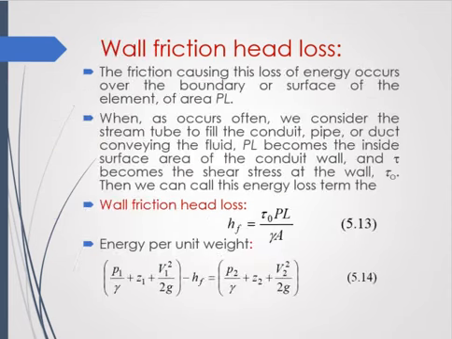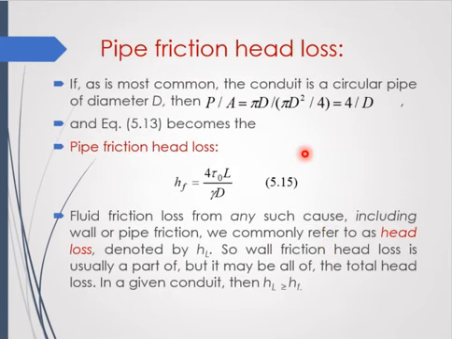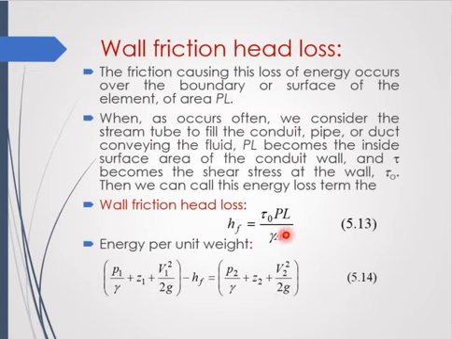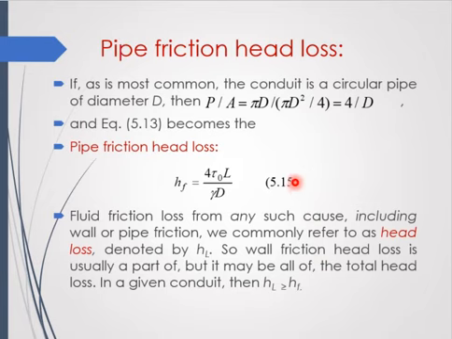Then our equation number 5.13 becomes HF equals 4 tau naught L over gamma d. This particular equation is only for circular pipe. If you have any other shape, then you will use this equation: HF equals tau naught PL over gamma A. If circular shape is specified, then you can easily replace that equation with this one. 4 tau naught L over gamma d is the head loss.